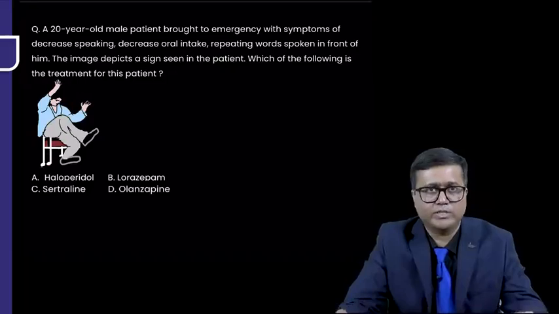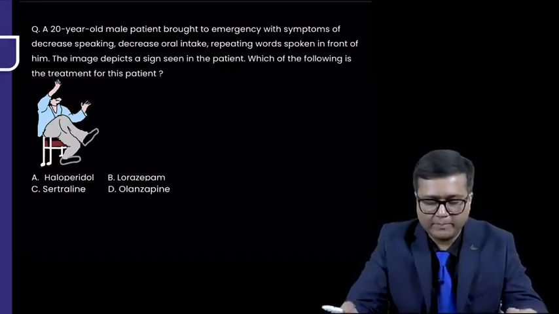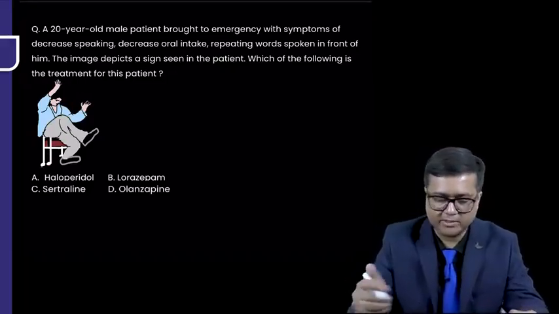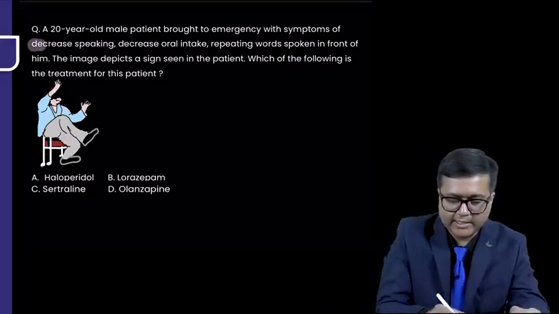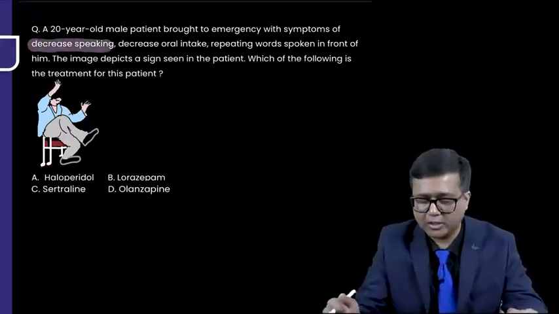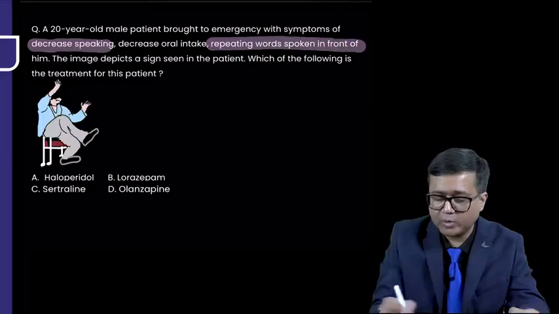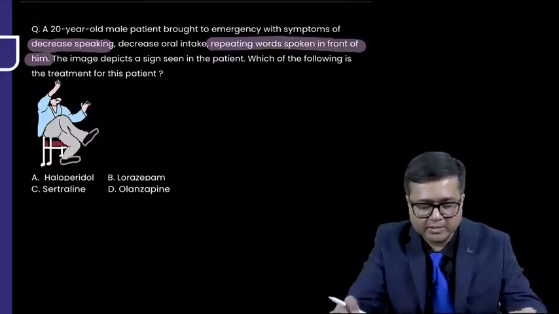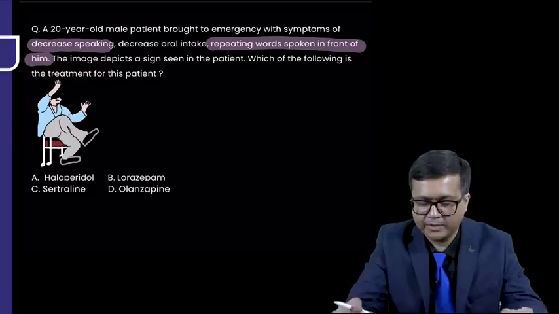Now, let's talk about the next question. A 20-year-old male patient is brought to the emergency with symptoms of decreased speaking, decreased oral intake, and repeating words spoken in front of him. The image depicts a sign seen in the patient. Which of the following is the treatment for this patient?